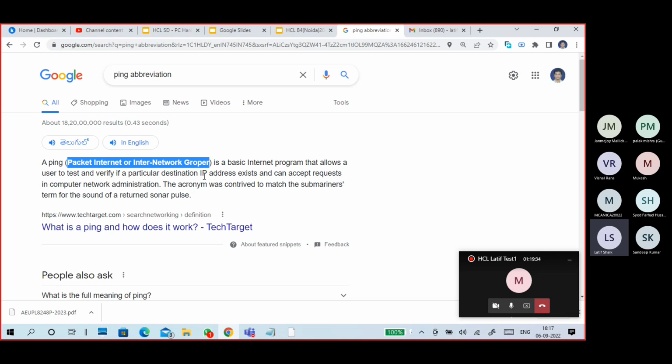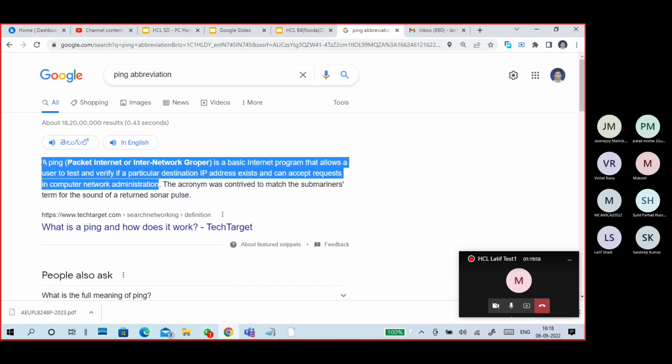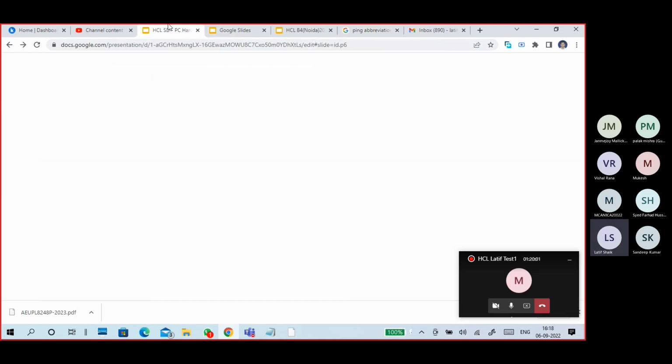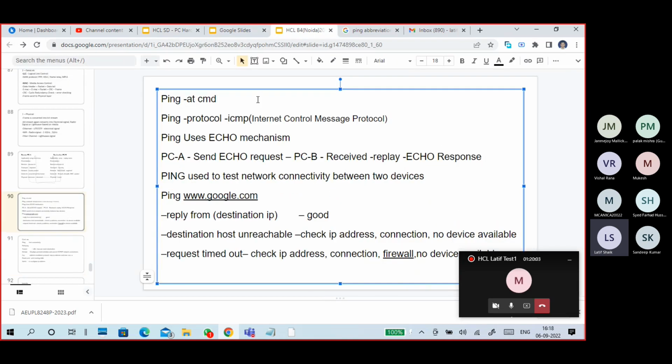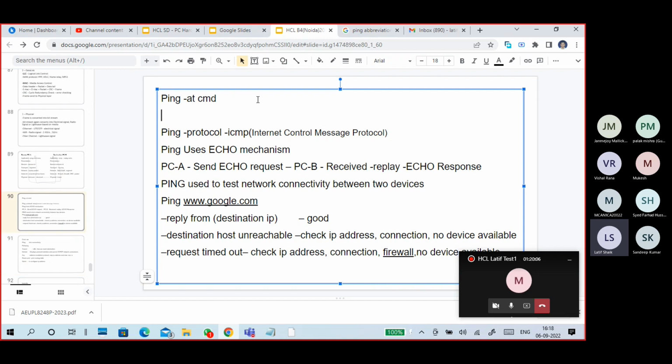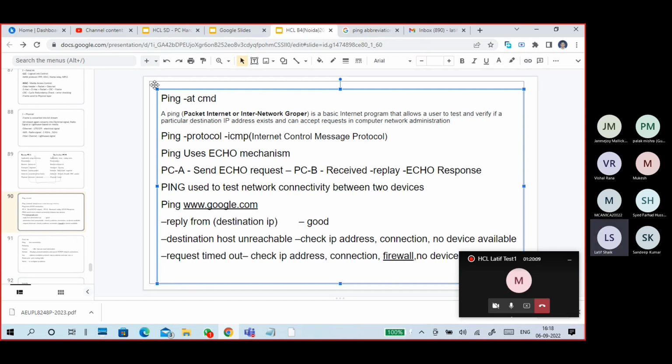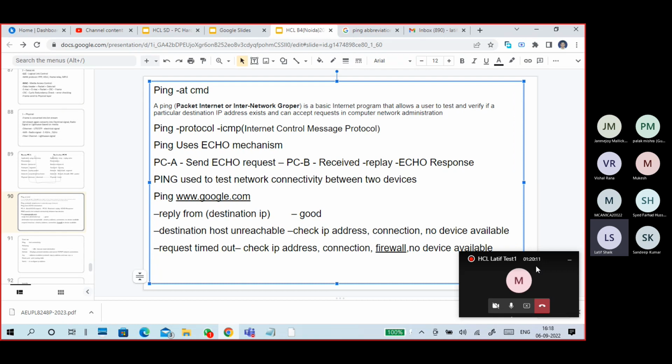The word ping came from ping pong. Ping pong means there is a table tennis ball going back and forth. Pinging means you are sending, and from the other side again you are receiving. This type of mechanism is also called an echo. I can add this thing also. See, it is packet internet groper.